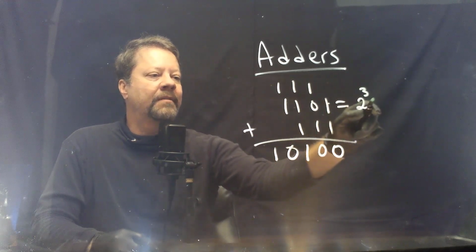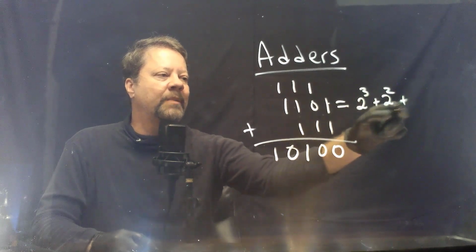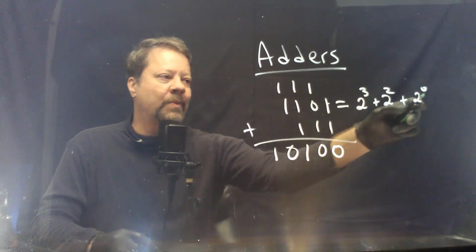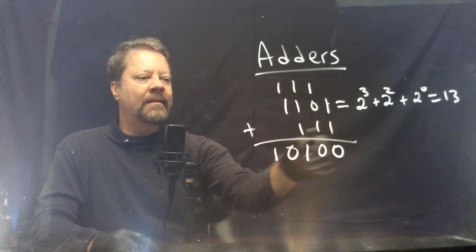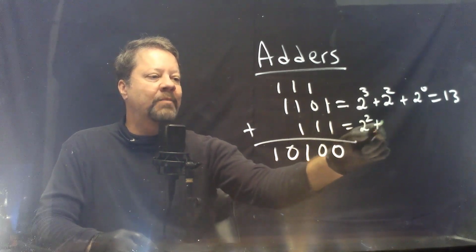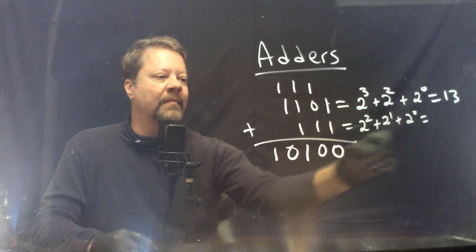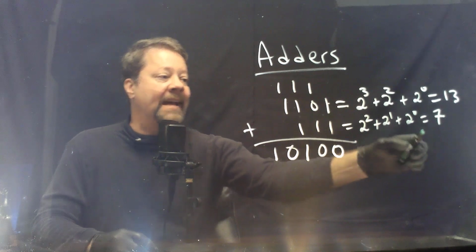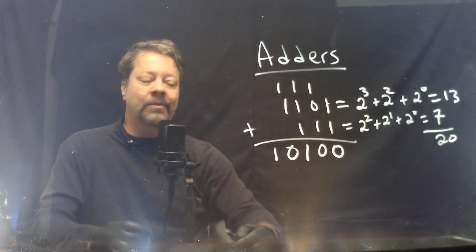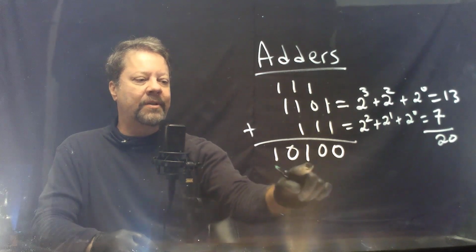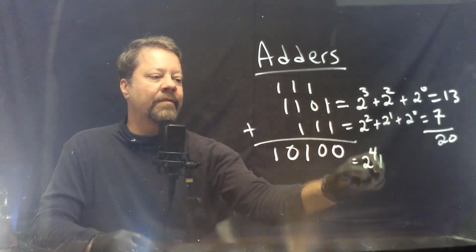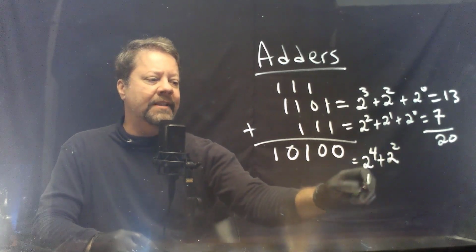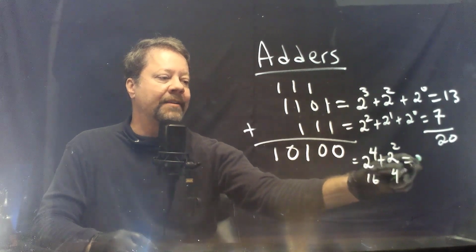By reference back to decimal, this number represents 2 cubed plus 2 squared plus 2 to the 0. This is 8 plus 4 is 12 plus 1 is 13. This number is 2 squared plus 2 to the 1 plus 2 to the 0. That's 4 plus 2 is 6 plus 1 is 7. And we add these, we should get something that looks like 20. What does this represent? 0, 1, 2, 3, 4. It's 2 to the 4th plus 2 squared. 2 to the 4th is 16. 2 squared is 4. You add those together, you get 20.